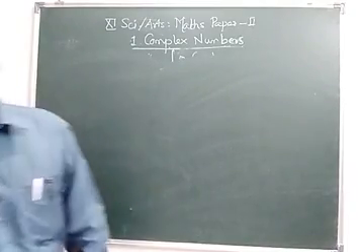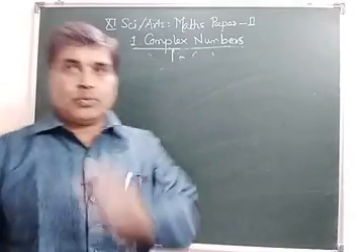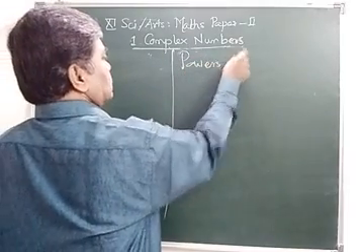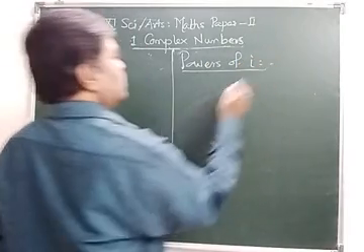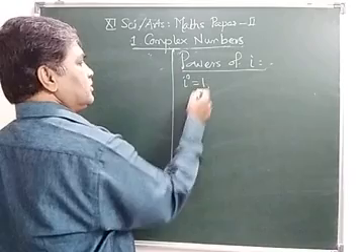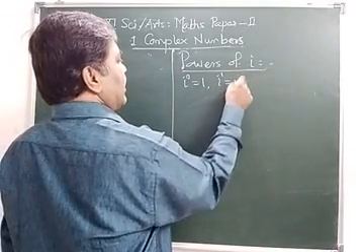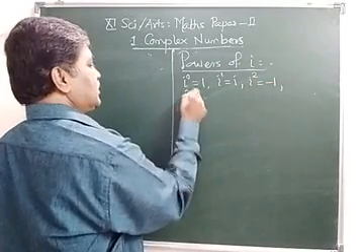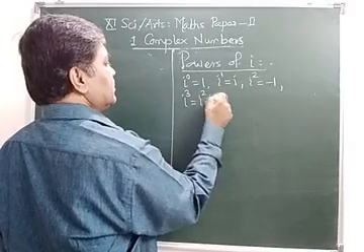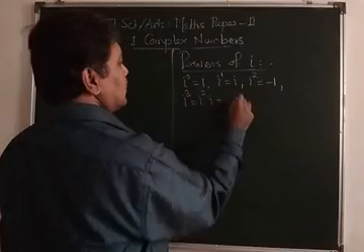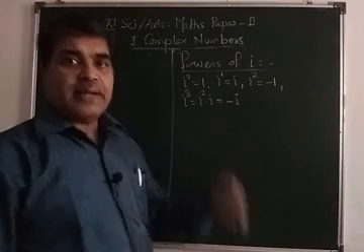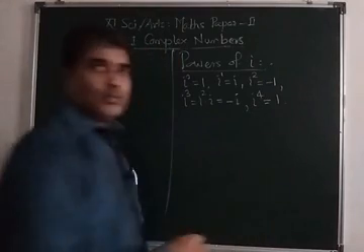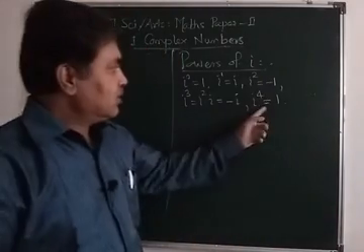Now, while solving the examples, powers of i play a very important role. Powers of i. So we'll take i raised to 0 is 1, i raised to 1 is i, i square is minus 1, i cube is equal to i square into i, that is minus i, and i raised to 4 is equal to 1, i square into i square, that is 1.